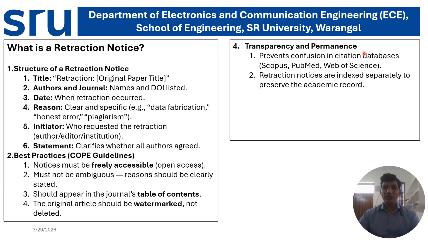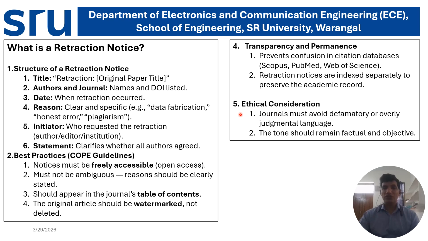Transparency and permanence prevent confusion in citation databases, Scopus, PubMed, Web of Science. Retraction notices are indexed separately to preserve the academic record. Last one, ethical consideration. Journals must avoid defamatory or overly judgmental language. The tone should remain factual and objective.